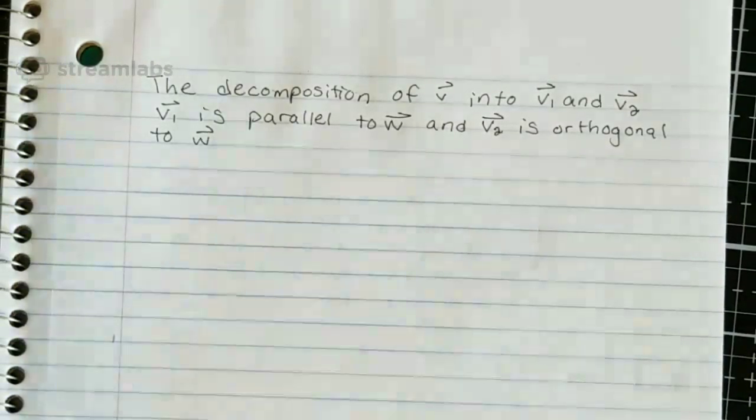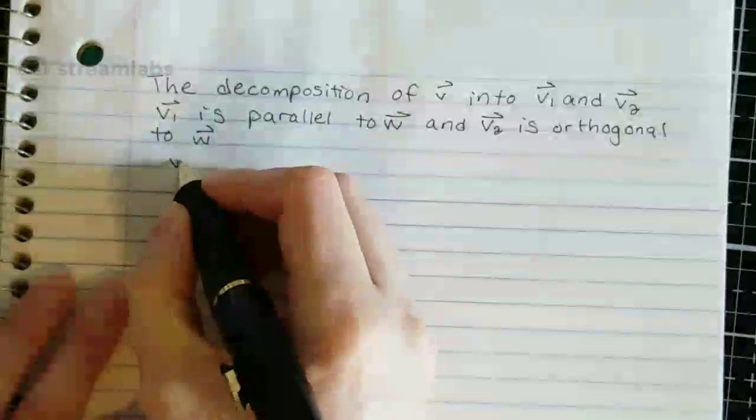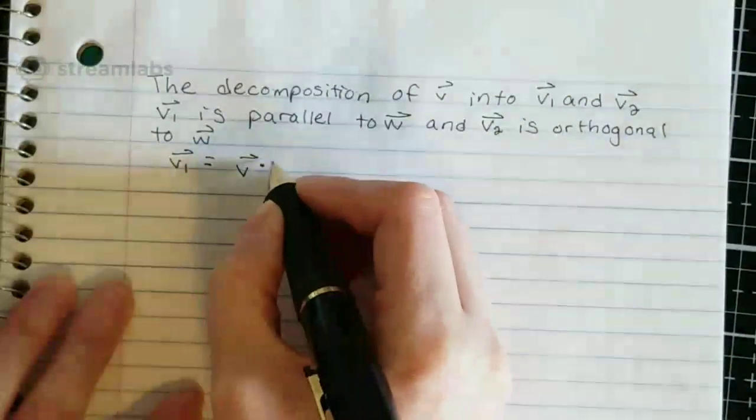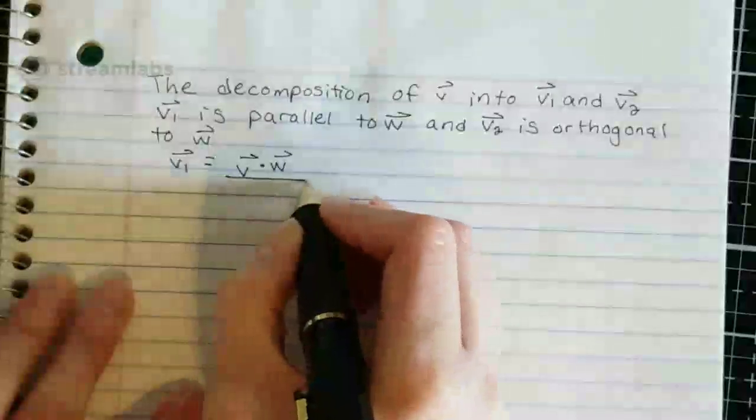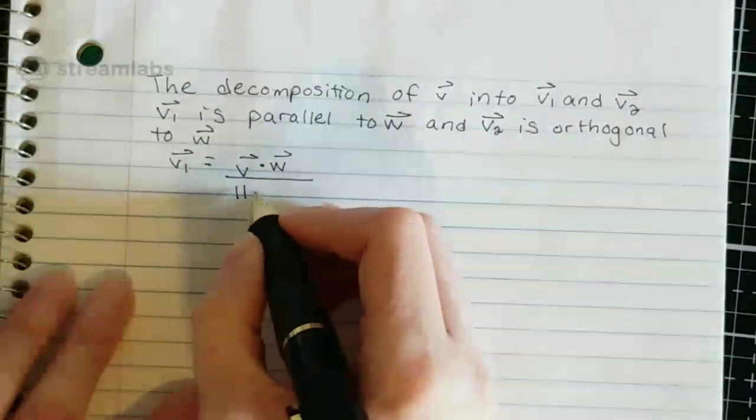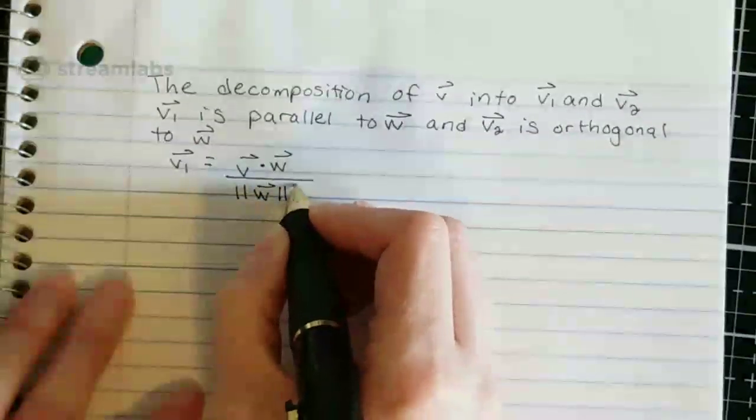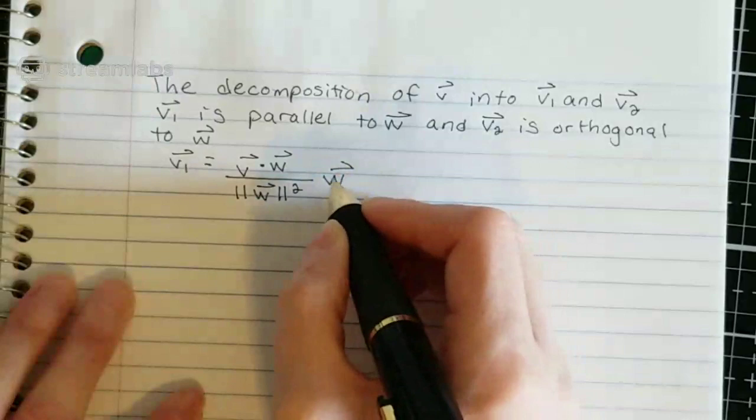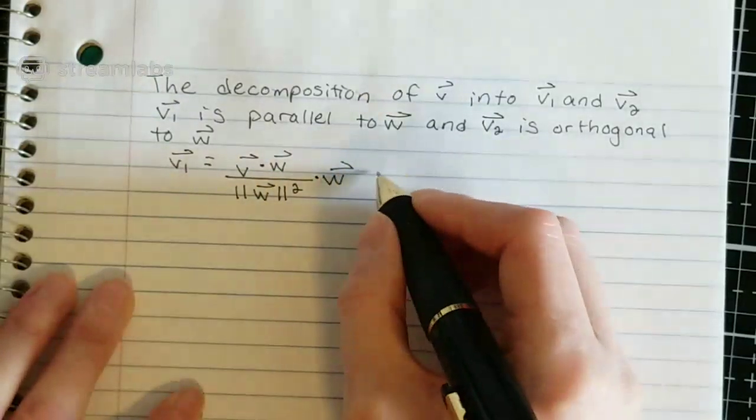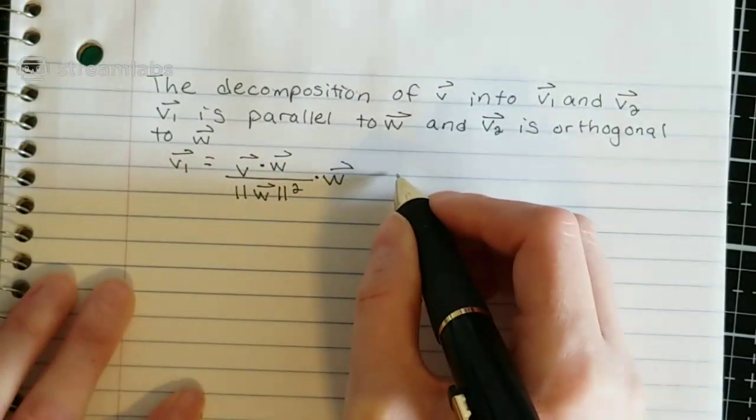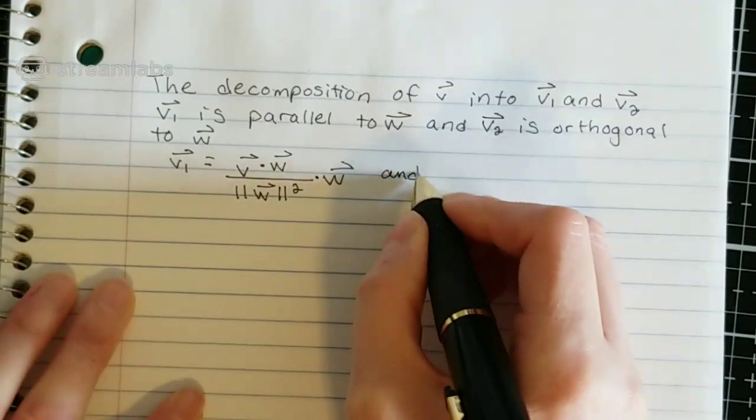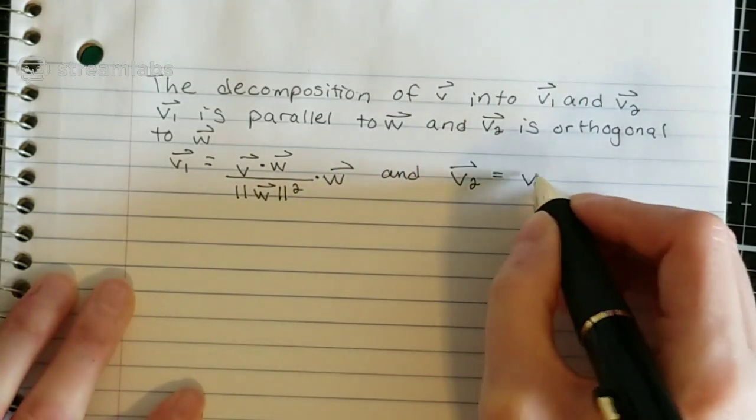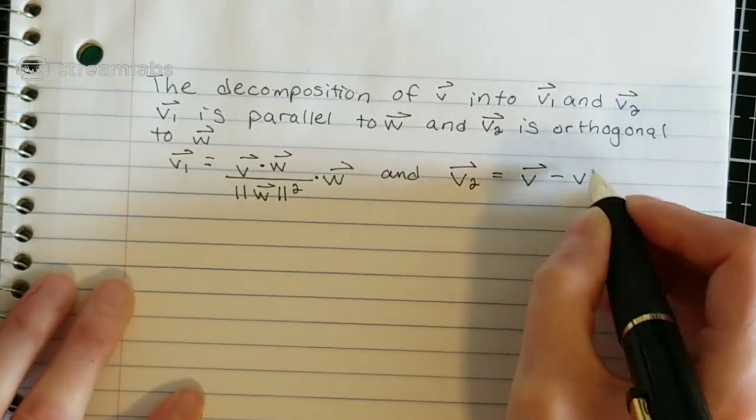So V1 is the dot product of V and W divided by the magnitude squared times W. And then the second one, V2, is V minus V1.